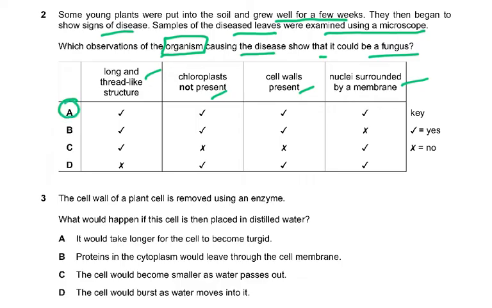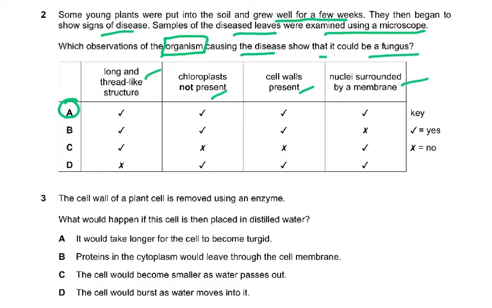They are thread-like structures called hyphae, and the whole thing together is called a mycelium. And fungus never has chloroplast. We all know that as teachers, that some of you get this confused. And cell wall is made up of chitin, and the nucleus, it's a eukaryote, so nucleus is surrounded by a membrane.